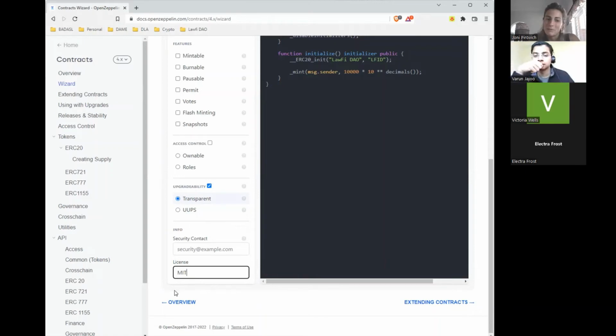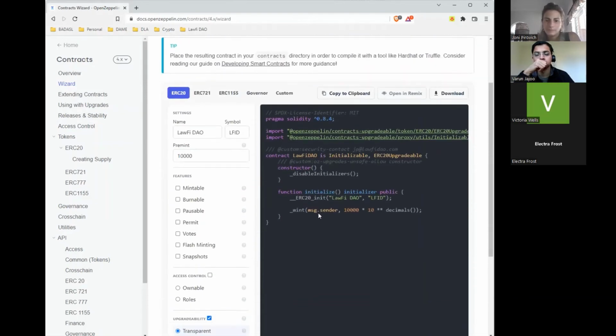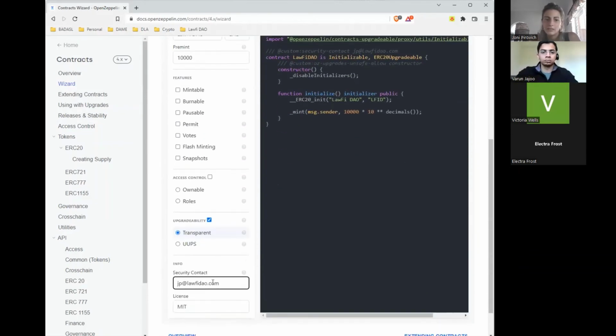And if we had our way, maybe we would have even one more box to say who is the legal entity responsible in the event that anything goes wrong. Without any contact details like that, I would assume it's this security contact address. So if I even just type in jp@lawfidao.com, it's not actually entering into the contract code.